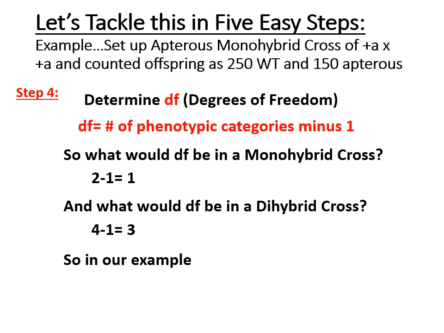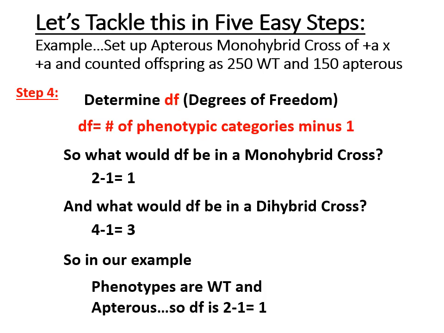The last thing to mention is think about our own example here. So in our example, we had a monohybrid cross, right? We had the phenotypes being wild type and Apterus. So the DF in our example would simply be 1. Okay? If you have any trouble understanding anything, just send me a shout out in the Remind app, please.